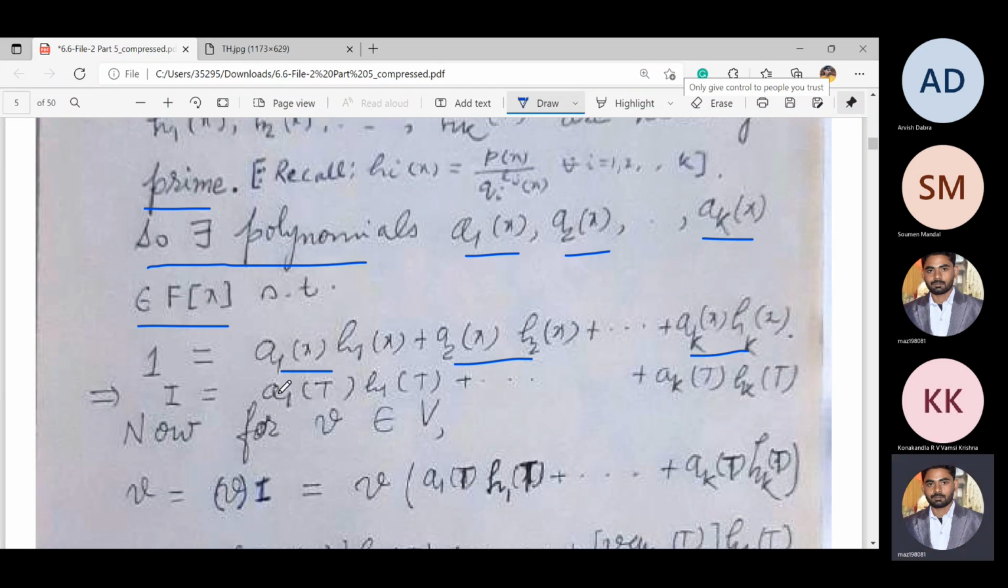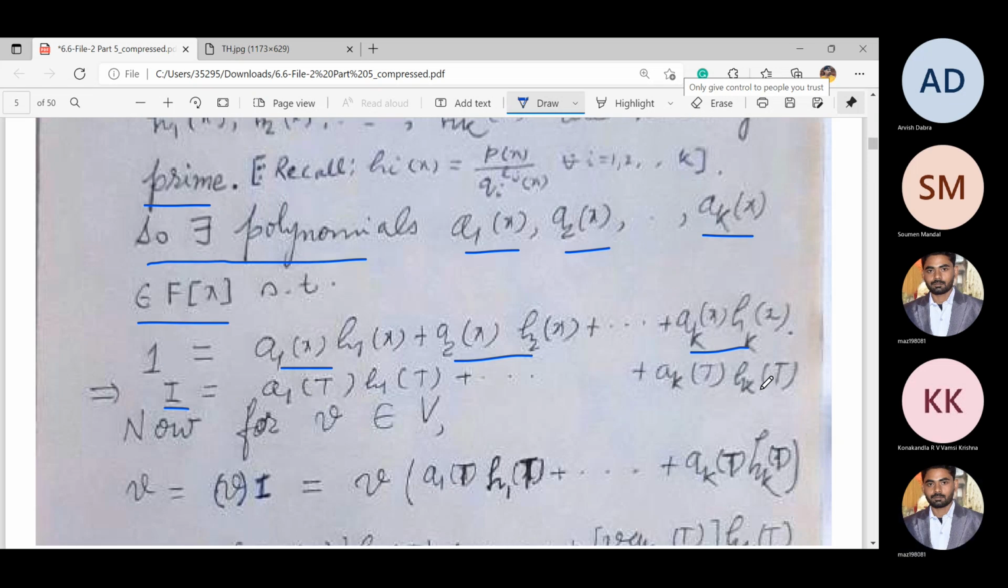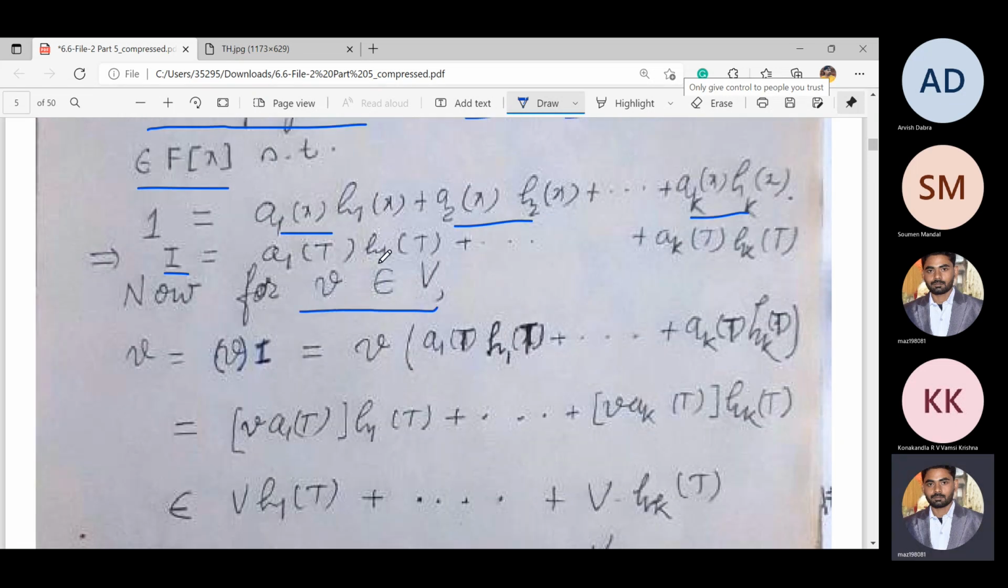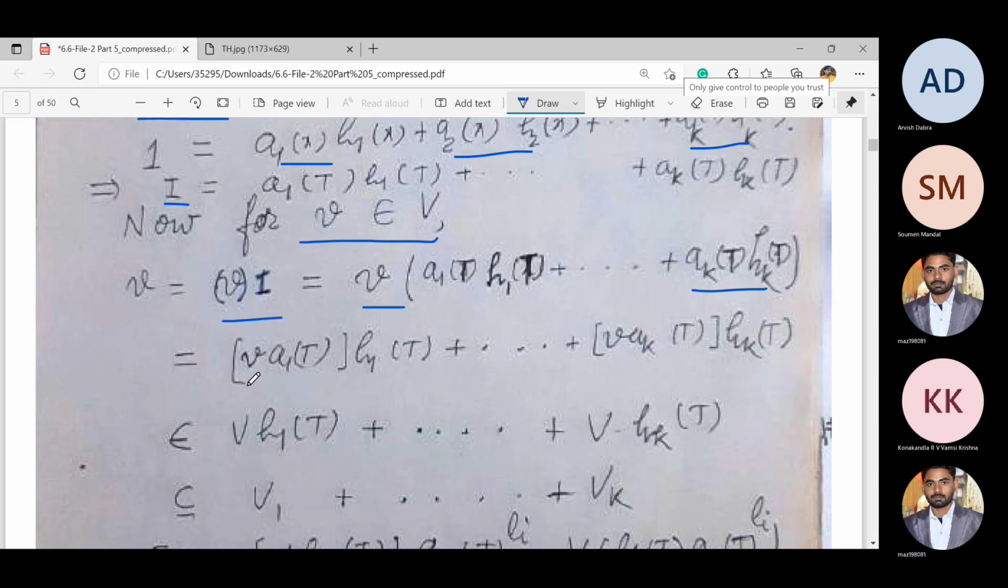Now we operate T in place of x. Then 1 becomes the identity map, and we get a1(T)h1(T) plus up to ak(T)hk(T). Now for a vector v in the vector space V, v equals v times the identity operator, so we apply v over this whole polynomial operator: v a1(T)h1(T) plus up to v ak(T)hk(T).